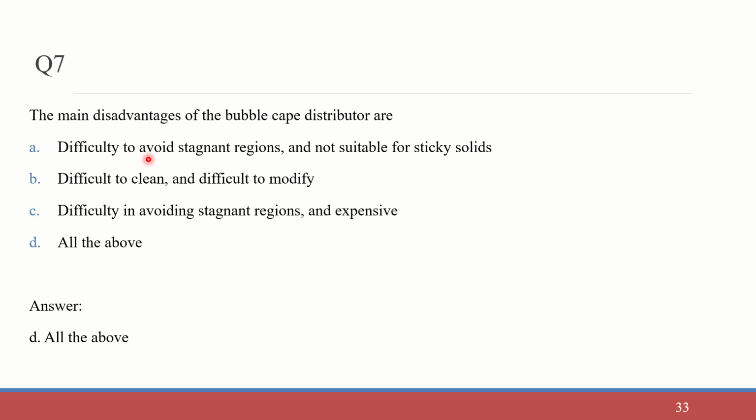And option C, it is difficult in avoiding stagnant regions, and it is expensive. In the last slide itself we have seen bubble cap distributors are expensive because of their complicated design and difficulty in fabrication. So it is comparatively expensive, and option D, all the above. Therefore the answer is all the above.